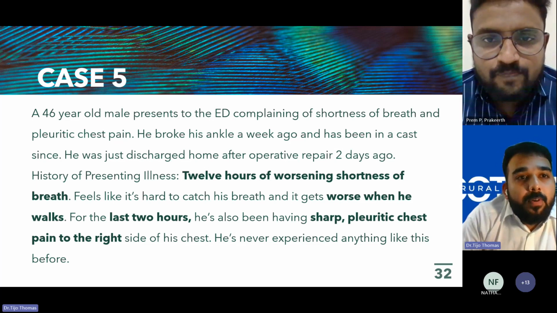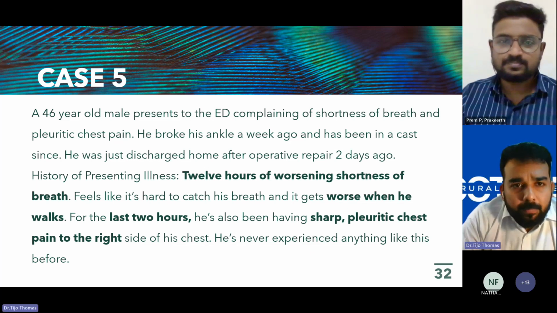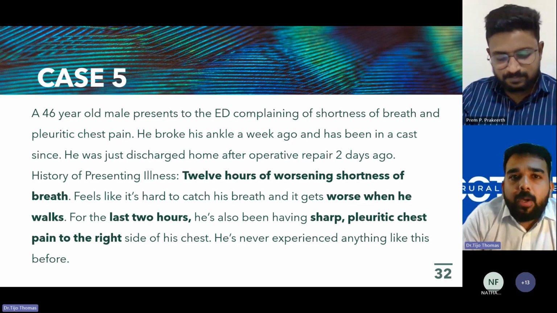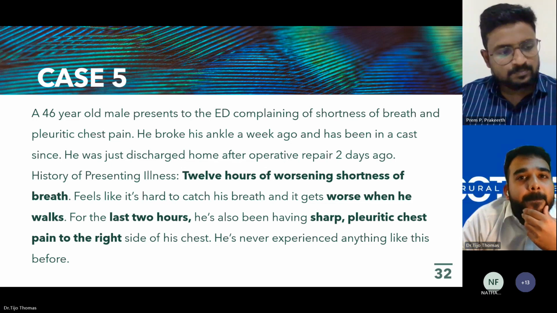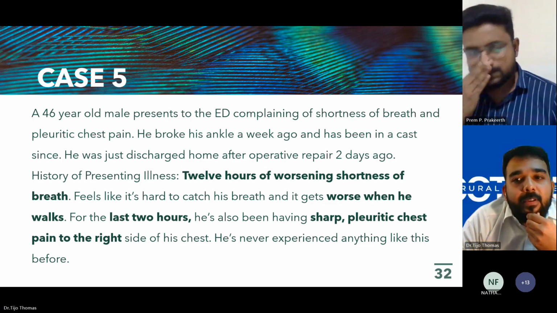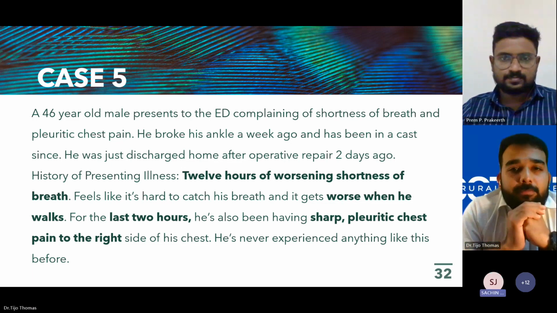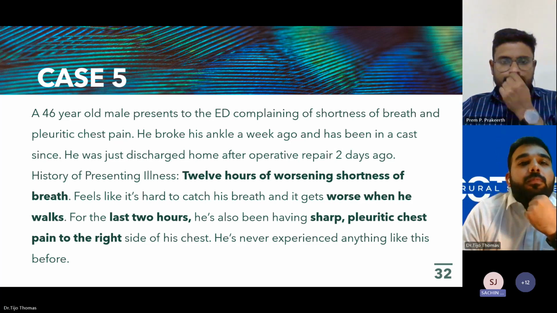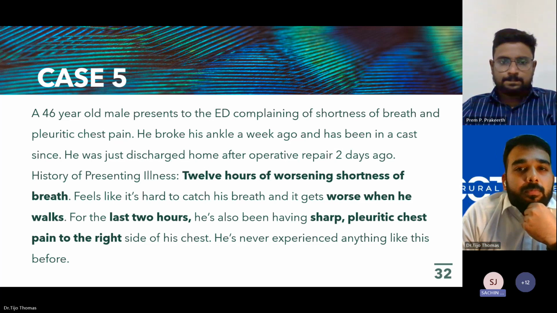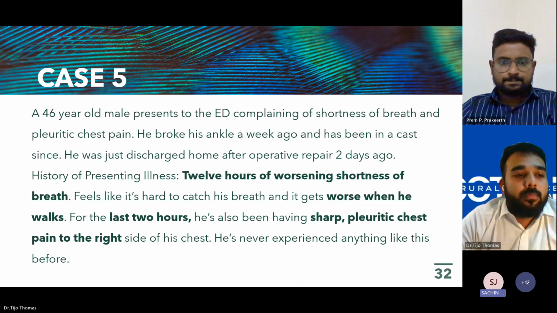So, case 5: a 46-year-old male presenting to the ED complaining of shortness of breath and pleuritic chest pain. He broke his ankle a week ago and has been in a cast since then. He was just discharged home after operative repair 2 days ago.